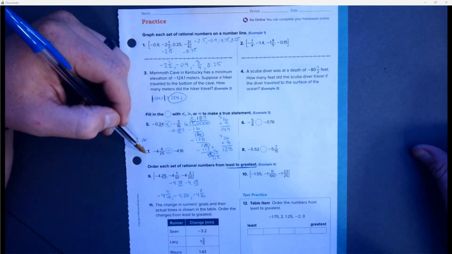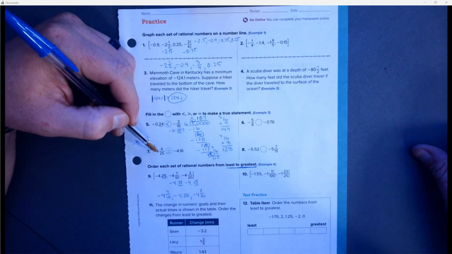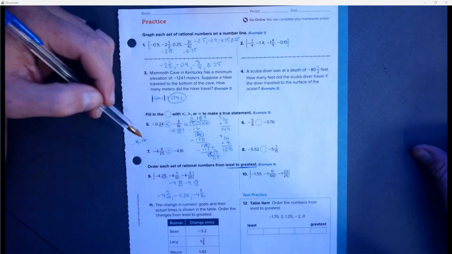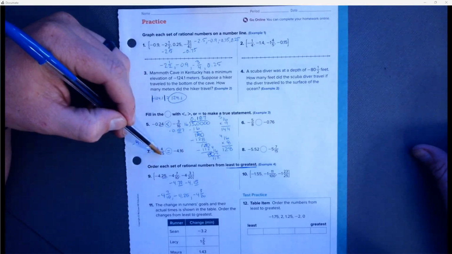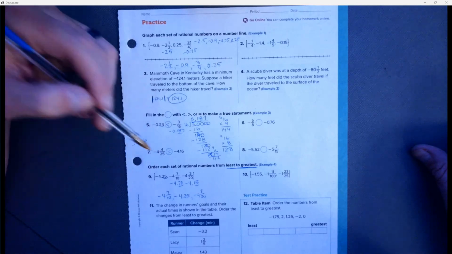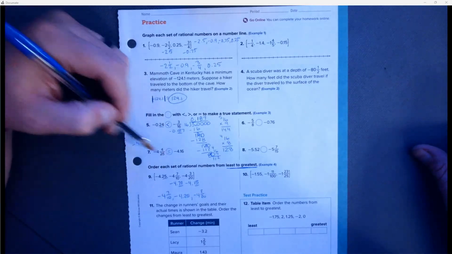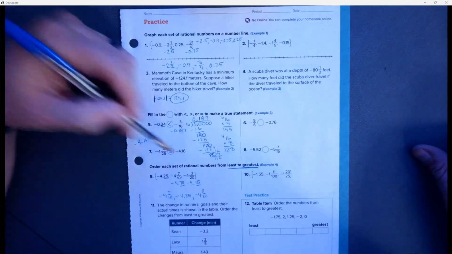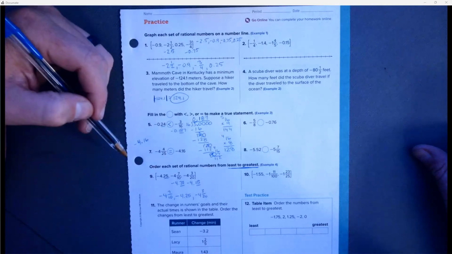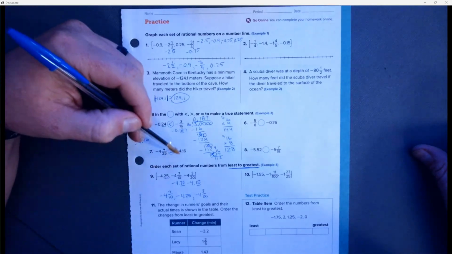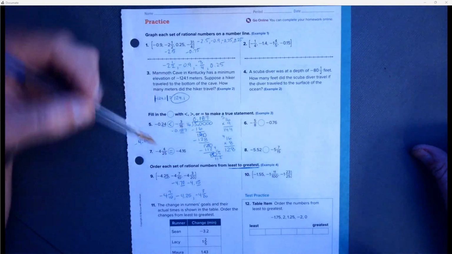Now number 7, we have negative 4 and 4/25 and negative 4.16. Well, 25 times 4 is 100. So 4 times 4 is 16, so we have 16 hundredths. So we have negative 4 and 16 hundredths and negative 4 and 16 hundredths. So these two values are equal. Negative 4 and 4/25 is equal to negative 4.16.